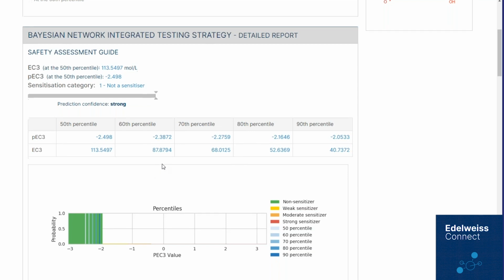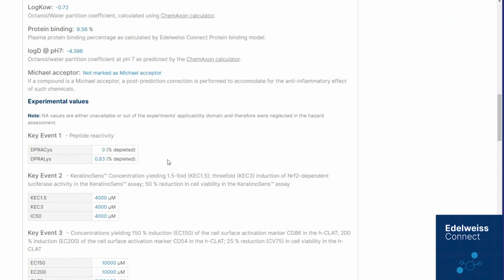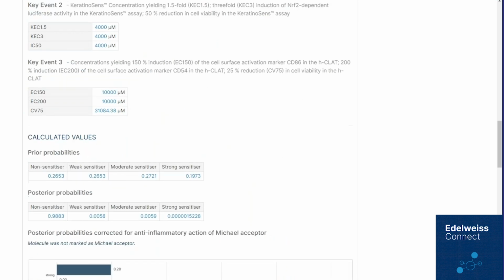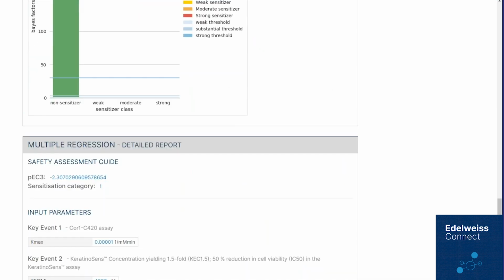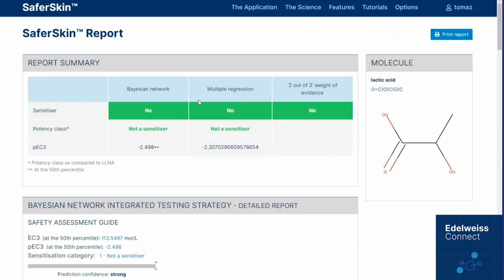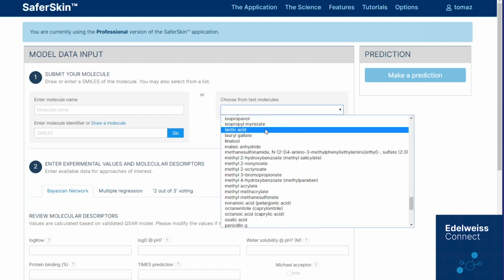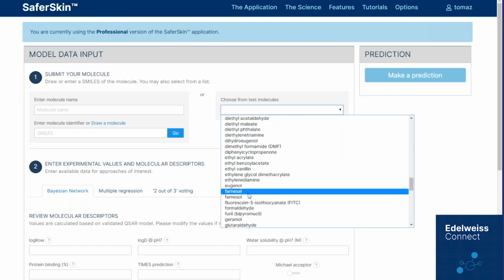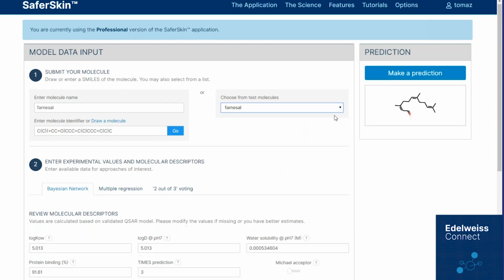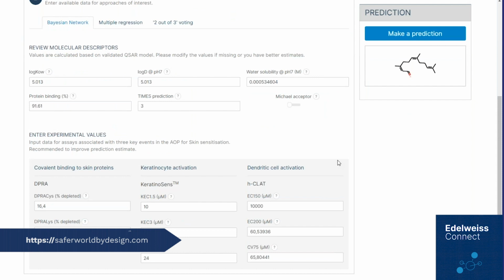Further down, we can see repeated input parameters for the compound and also results of some intermediate calculations. And further down, we can also find similar reports for the other two predictive models. We can have a look at one more compound. For example, we can again select from the prepared set of compounds farnesal. And again, the fields are already filled with the results from the literature.